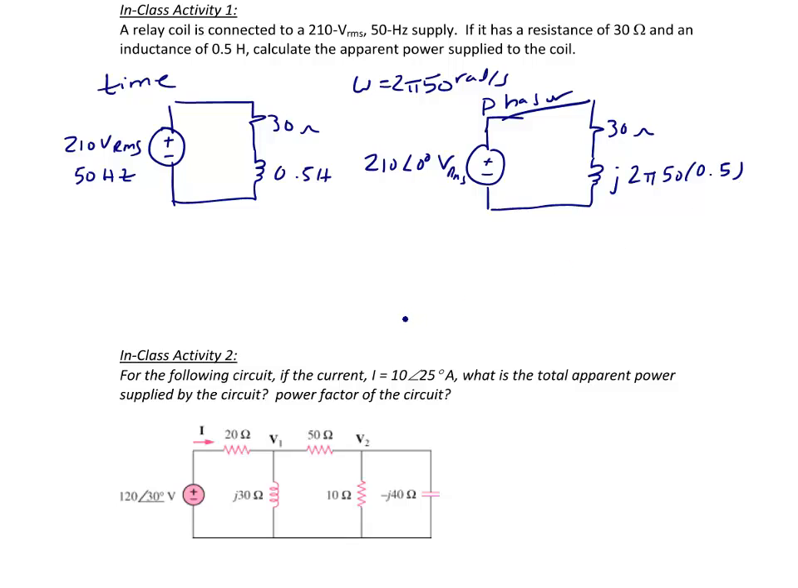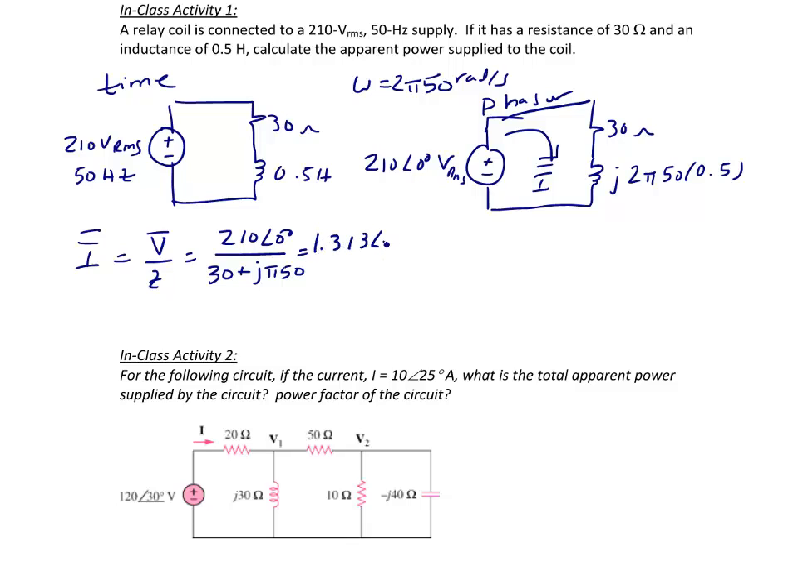So if I want to find the apparent power, the first thing I need to do is to find the current, I. So I is equal to voltage divided by impedance, or 210 with an angle of 0 degrees, divided by 30 plus j pi 50, which is 1.313 with an angle of negative 79 degrees, and that would be amps RMS.